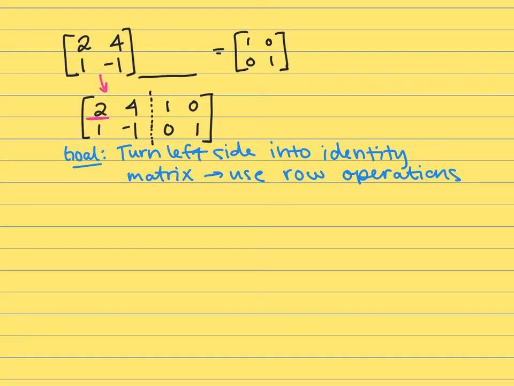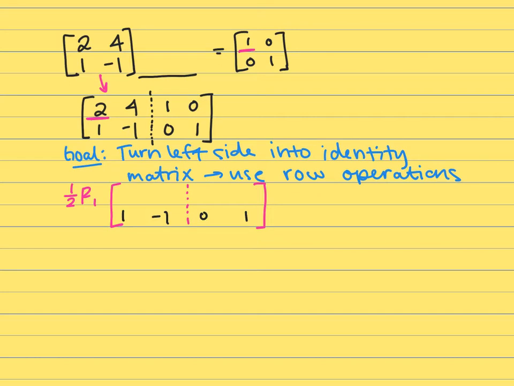So in order to get that identity for the upper left, we need to turn that 2 into a 1. So in order to turn the 2 into the 1, that means we need to multiply all of that top row by 1/2. So we're going to do 1/2 times row 1. And then we're going to change only row 1. So row 2 will stay exactly the same.